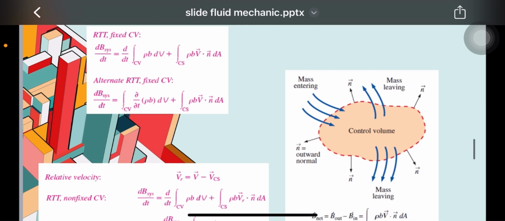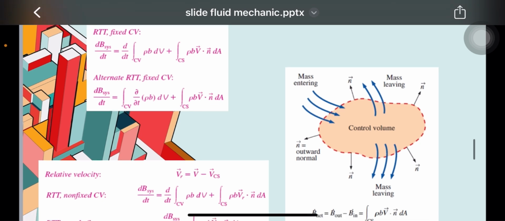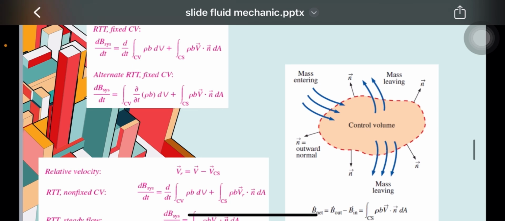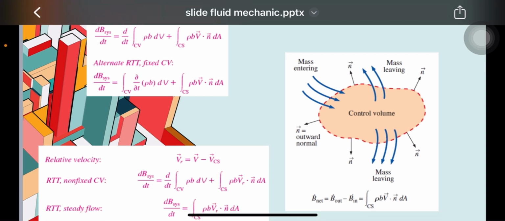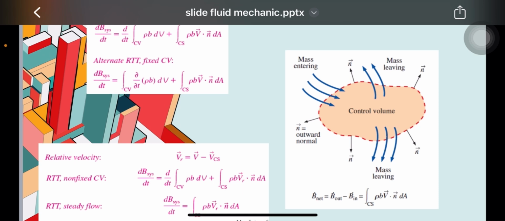RTT with a fixed control volume, CV. In the case of a fixed control volume, the region of interest remains stationary in space, and we analyze the behavior of the fluid as it passes through this fixed volume. RTT expresses the rate of change of a property such as mass, momentum, or energy in a fluid element moving with the velocity field V.